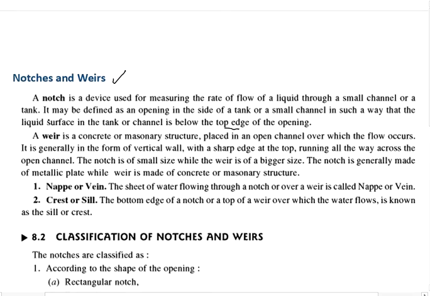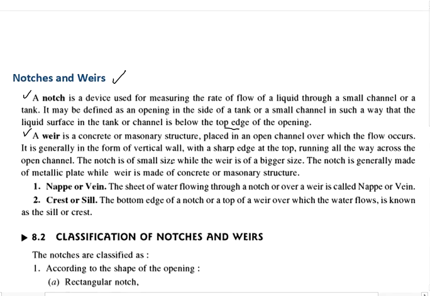A weir is a concrete or masonry structure placed in an open channel over which the flow occurs, and it is generally in the form of a vertical wall like a dam, with a sharp edge at the top running all the way across the open channel.